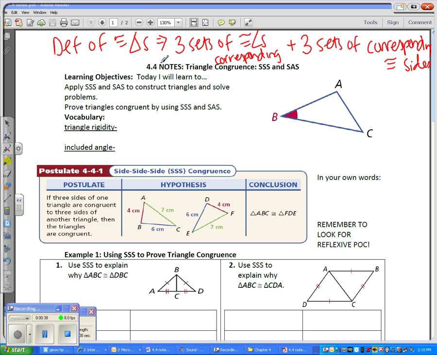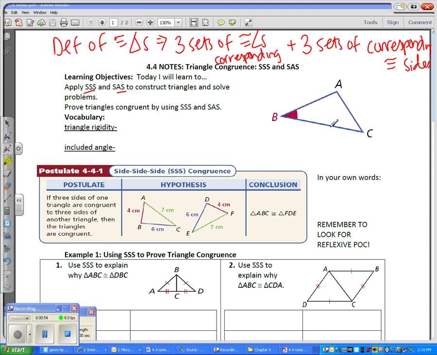Well, in 4.4 we start talking about shortcuts, and these shortcuts are called SSS and SAS. So we're going to use SSS and SAS to basically shortcut, bypass proving 6 things, but still prove that these triangles are also congruent. First thing we need to know is triangle rigidity.